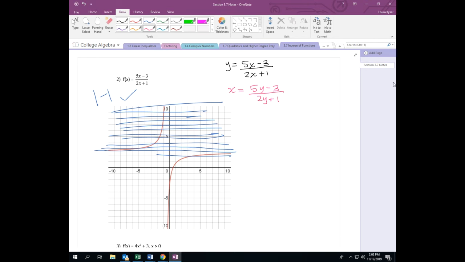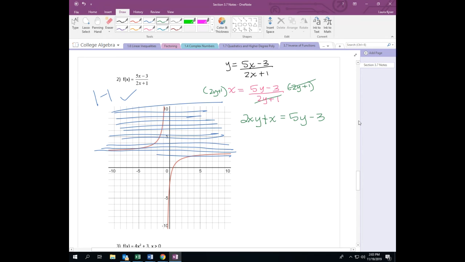Now, just like before, whenever we dealt with rational functions, when you have a denominator in an equation, you want to eliminate the denominator by multiplying all the terms in the equation by that denominator, which is going to cancel the denominator on the right and bring it over to the left. So now we've got x times 2y is 2xy, and x times 1 is x, equal to 5y minus 3.